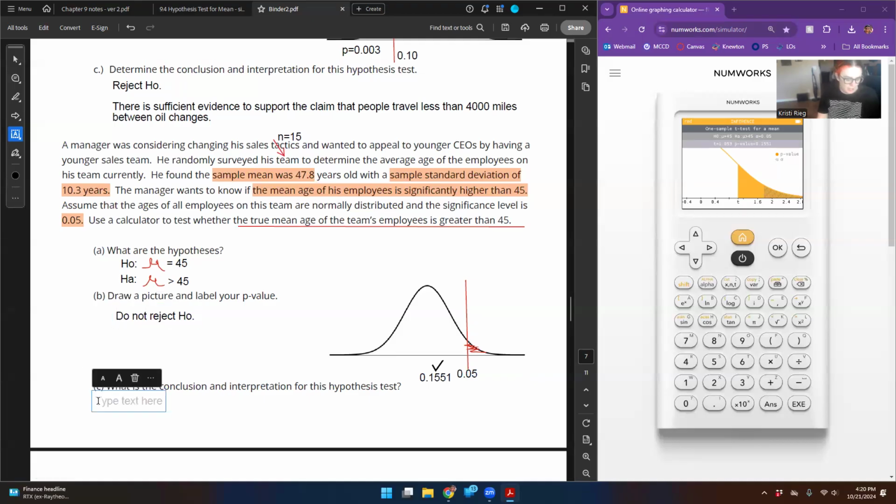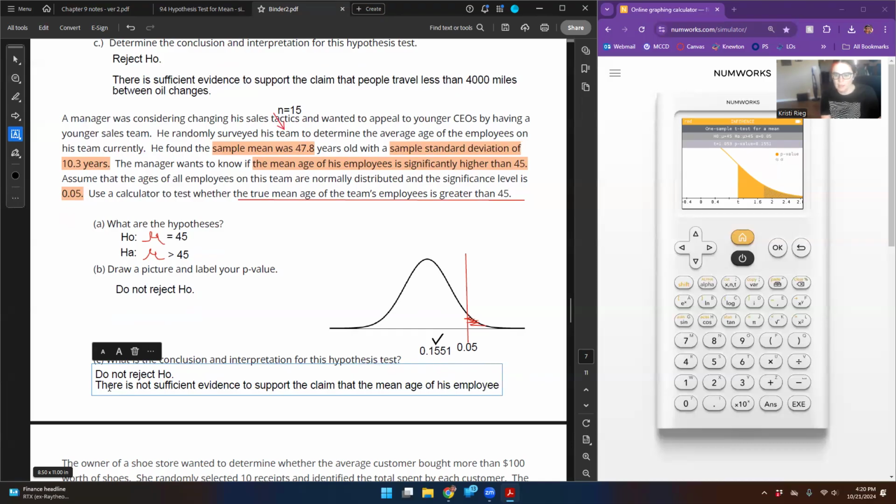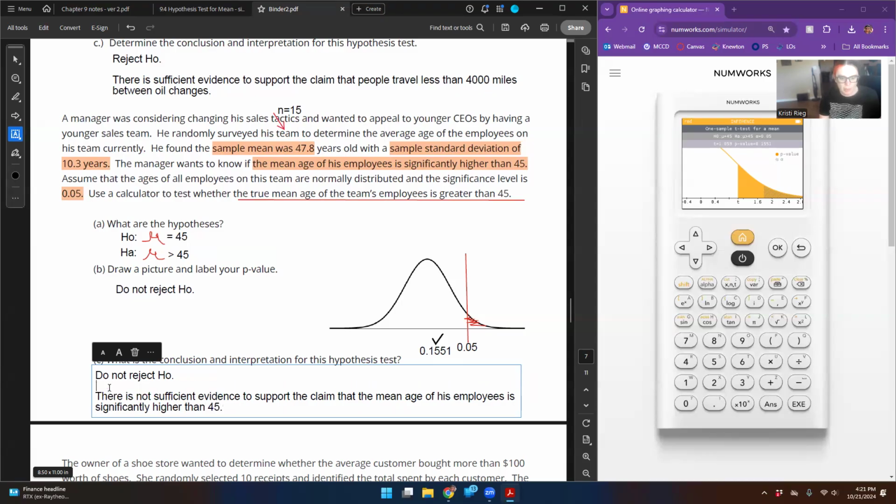Okay, so the conclusion is, there's our conclusion, and then our interpretation is there is not sufficient evidence to support the claim that the mean age of his employees is significantly higher than 45. So a few things here as we wrap up this question.